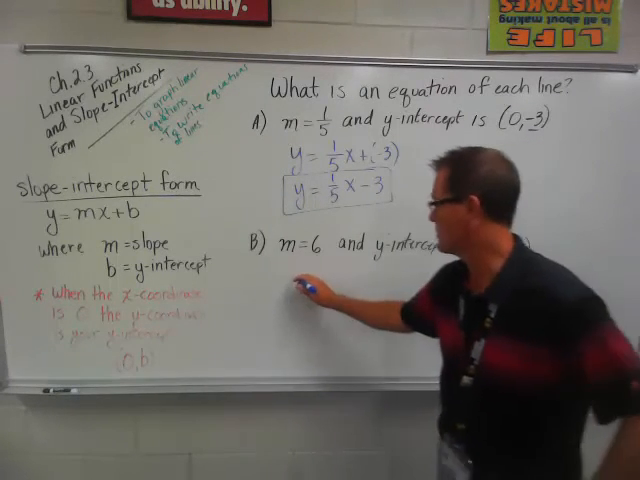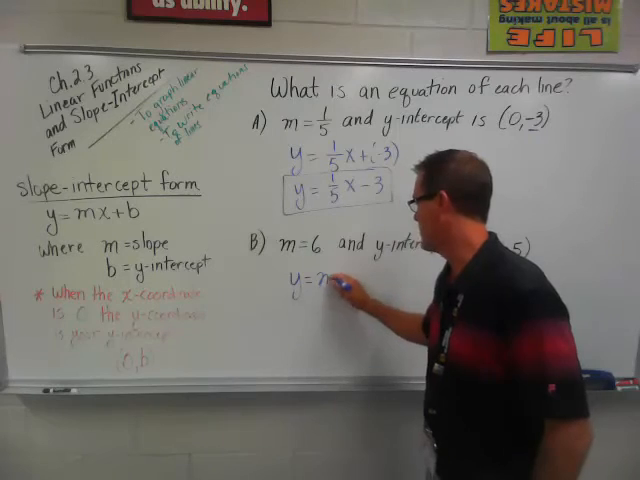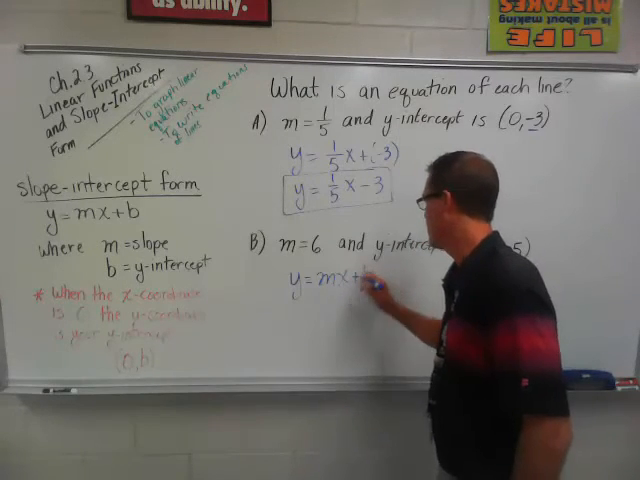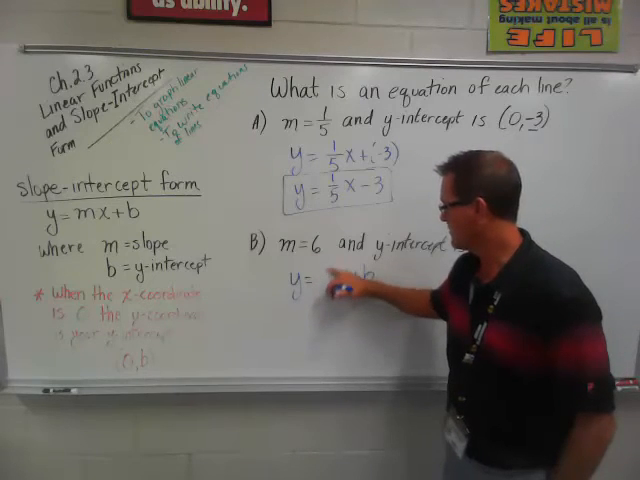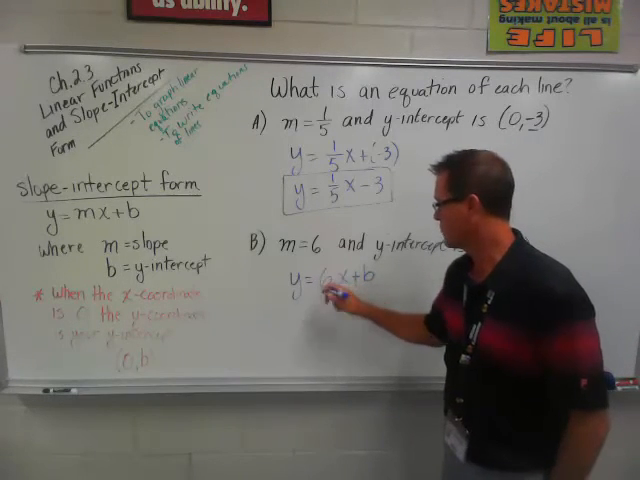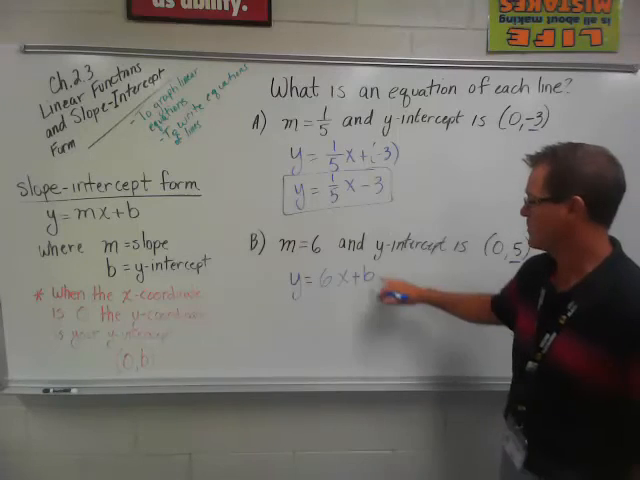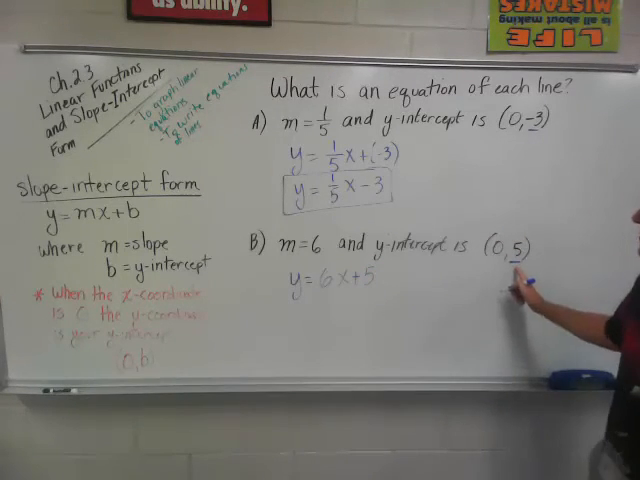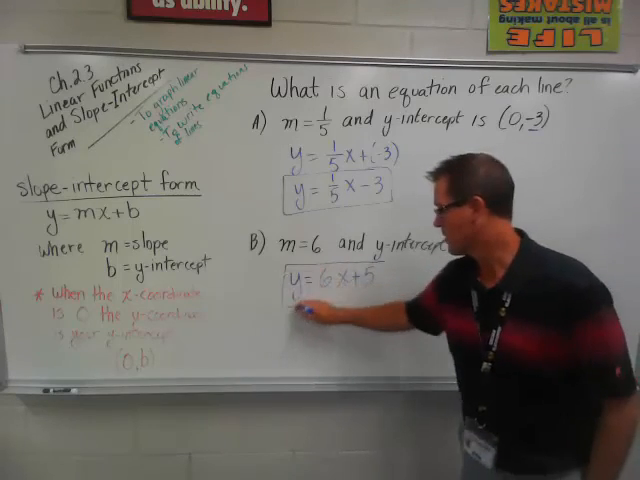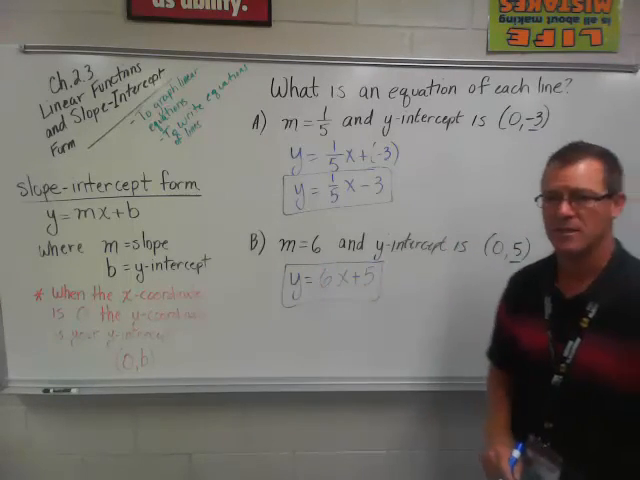So I'm going to start with my y equals mx plus b. All right, remember that's our slope-intercept form. I'm going to take the m out, and I'm going to replace it with the 6. And then I'm going to take my b out, and I'm going to replace it with the 5 from the y-intercept. So my answer to letter B is y equals 6x plus 5.